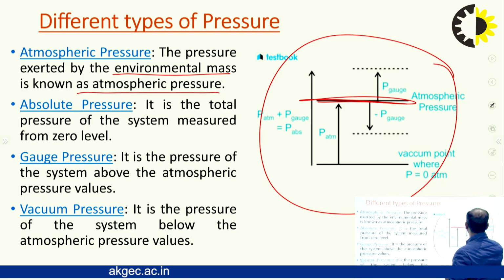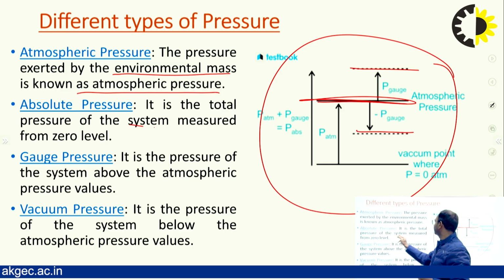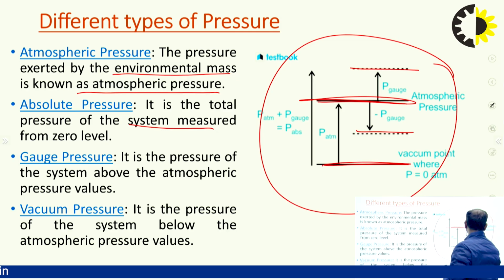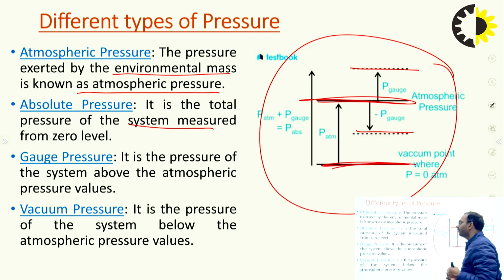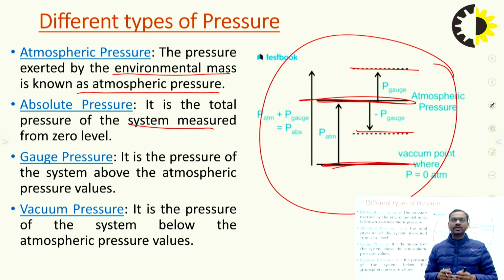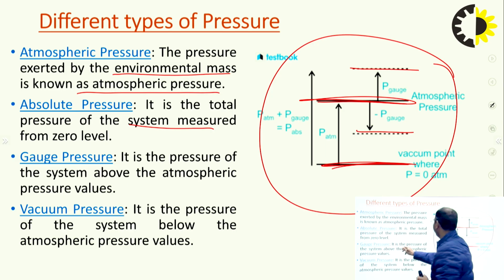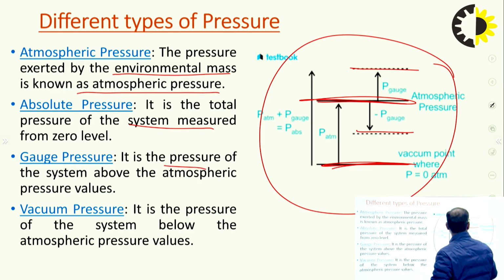Then what is absolute pressure? This line and this line. It is the total pressure of the system measured from the zero pressure line. Then what is gauge pressure? It is the pressure of the system above the atmospheric pressure. Above the atmospheric pressure is called gauge pressure, and the pressure of the system below the atmospheric pressure is called vacuum pressure. So, these are the different pressures.